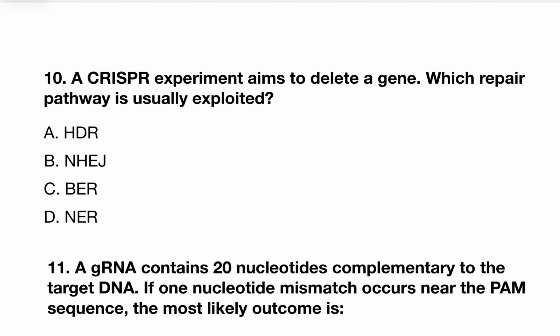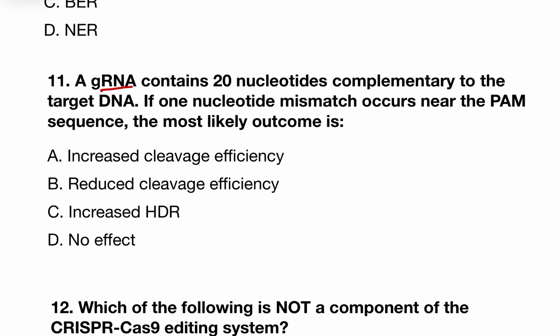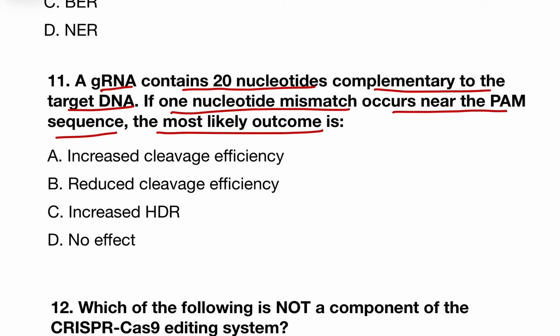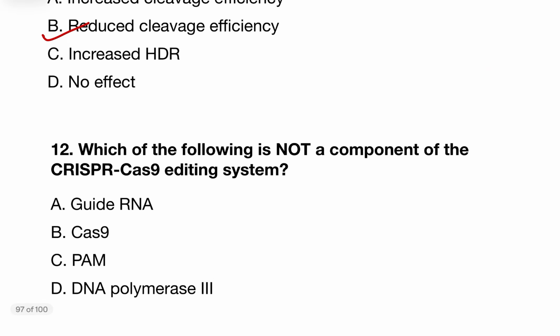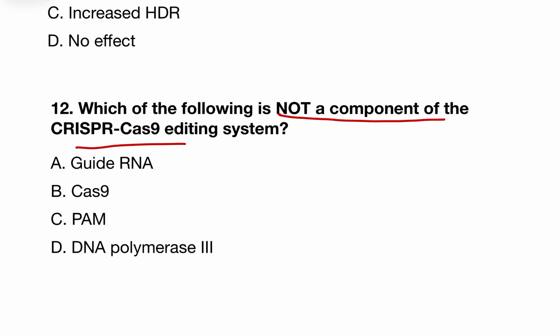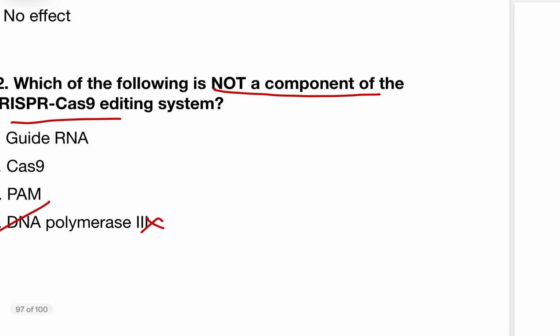Question number 10, a CRISPR experiment aims to delete a gene. Which repair pathway is usually exploited? Non-homologous end joining is usually employed to delete a gene. Next, question number 11, a gRNA, guide RNA, contains 20 nucleotides complementary to the target DNA. If one nucleotide mismatch occurs near the PAM sequence, the most likely outcome is reduced cleavage efficiency. Next, which of the following is not a component of the CRISPR-Cas9 editing system? DNA polymerase 3 is not a component of the system.